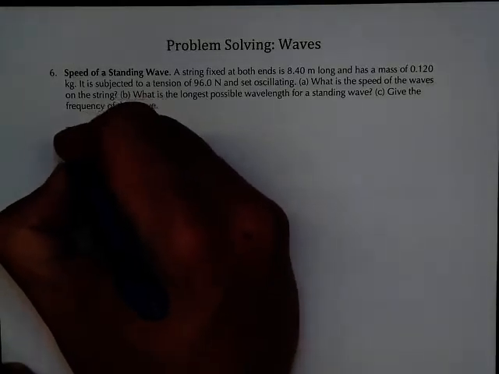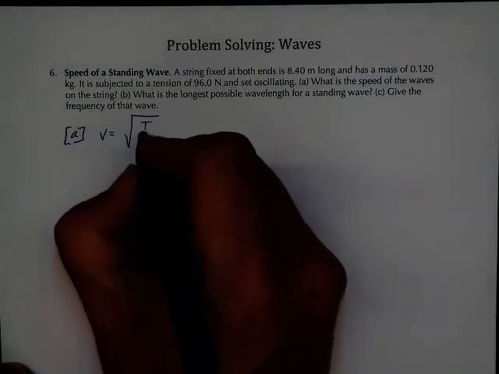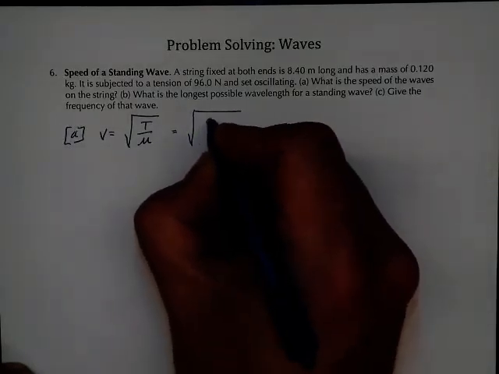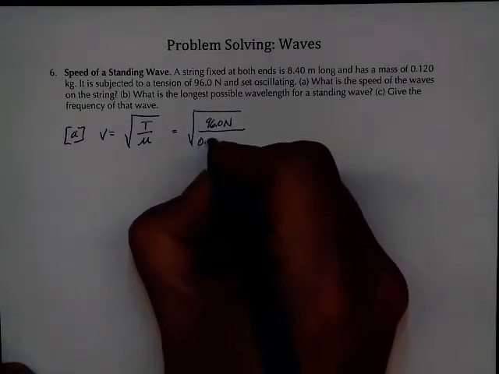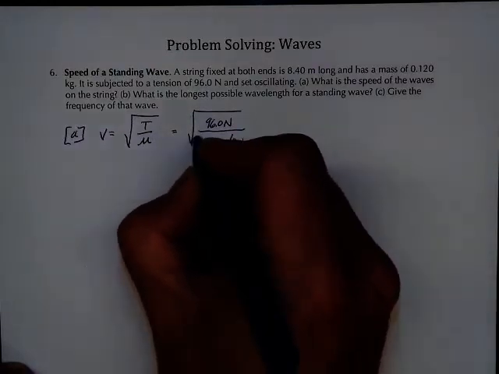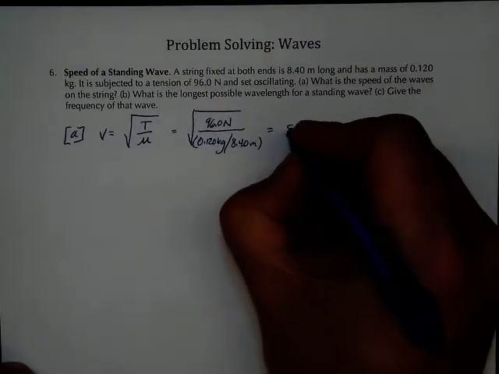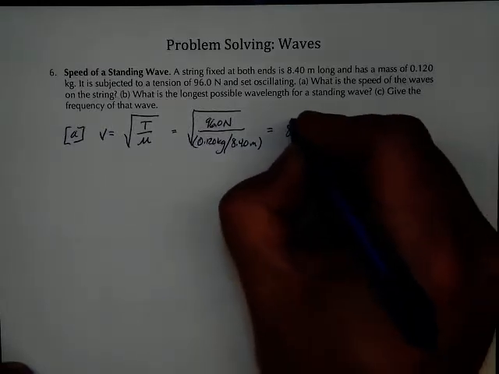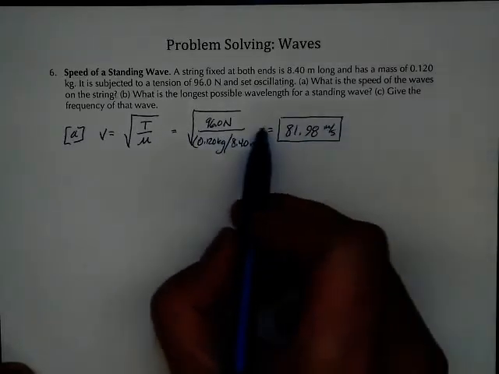Well, let's take those on in the order given. Wave speed, depending on the physical characteristics of the system, is the square root of tension over the mass density. So that's 96 newtons divided by, let's see, mass, 0.12 kilograms, length, 8.4 meters. And if you calculate that, you get just under 82 meters per second. That's how fast the wave's traveling back and forth along the string.